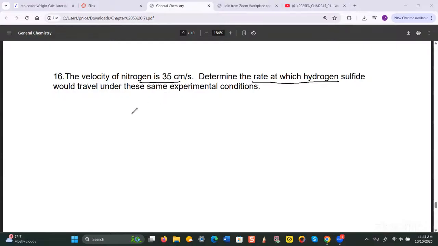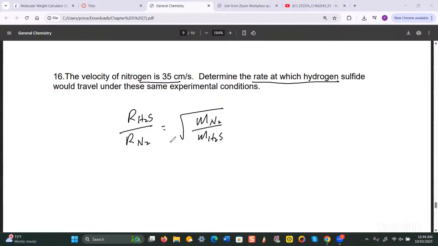So in this case here, we're comparing nitrogen to hydrogen sulfide. So I would say that the rate of effusion of H2S divided by the rate of effusion of nitrogen will be equal to the square root of the molar mass of nitrogen divided by the molar mass of H2S, all right?